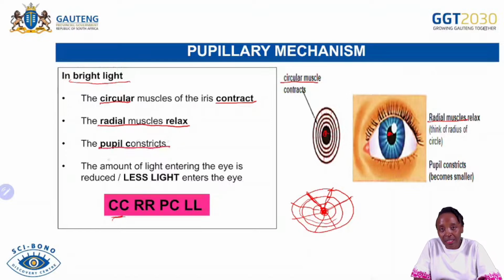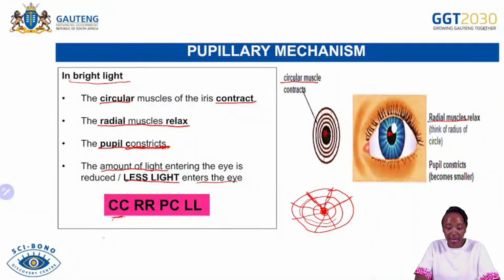It constricts. We are not saying it becomes smaller or it is reduced in size. We use the proper biological term. It constricts, meaning yes, it becomes smaller, but we mark you correct if you write it constricts. So when it constricts, what does it do? It allows less light to do what? To enter the eye.